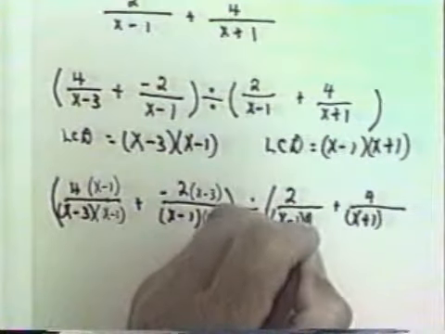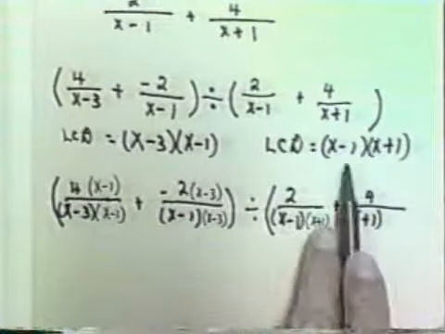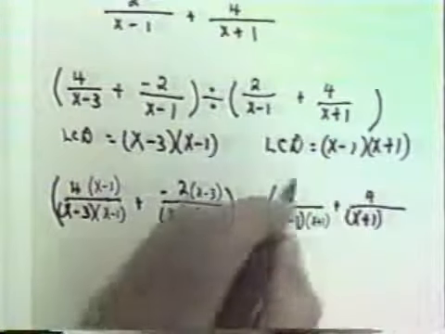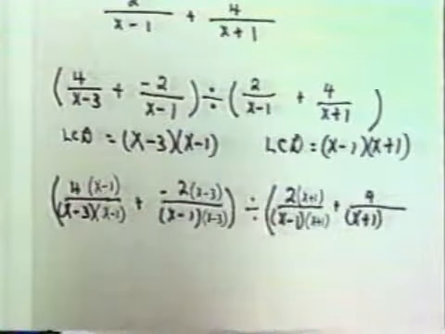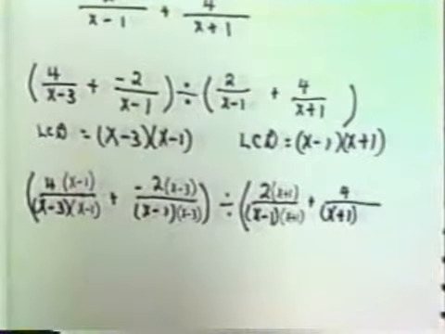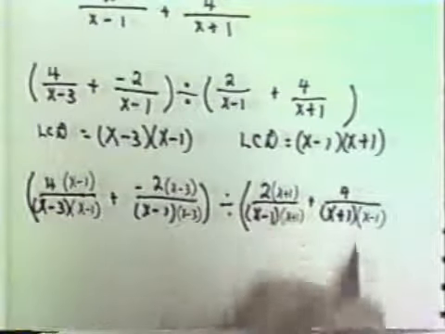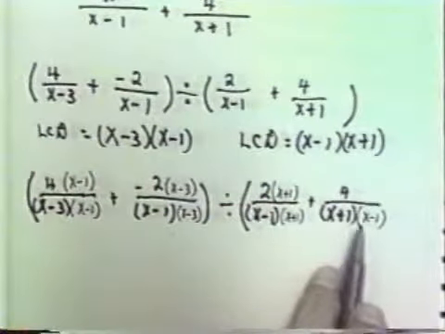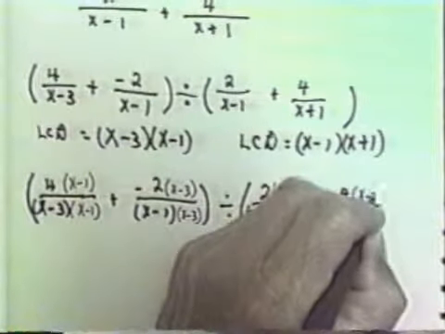Here I need to multiply by x plus 1, because I already have the x minus 1, so I need to multiply by the x plus 1. So multiply the top by x plus 1. Over here I need to multiply by the x minus 1. I already have the x plus 1, so I need the x minus 1. Multiply the top by x minus 1.